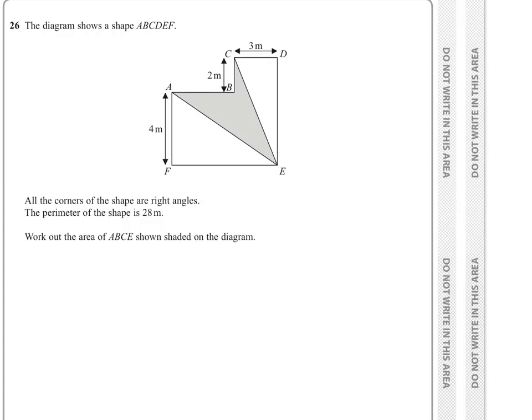Question 26. What we've got to do is work out the area of the shaded part. So the first thing I'm going to do is try and work out as many lengths as I can that I'm missing. So I know that I've got a 2 here and a 4 here. So this is going to be 6 meters. And then I know I've got this part here which is going to correspond to this 3 here. But then I don't know what this part is, and I don't know what this part is either. So I'm going to call that x.